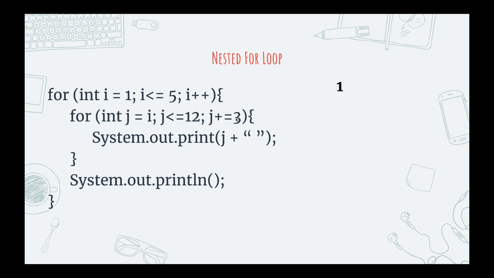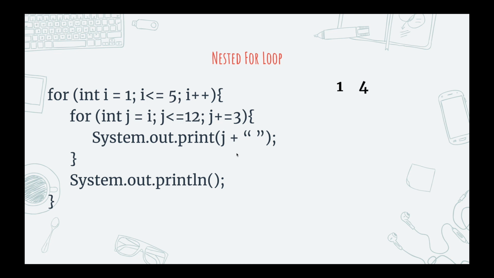Alrighty, then it goes to the update statement. We got to add 3. So j is no longer 1. j is now 4, because 1 plus 3 is 4. Alrighty, is 4 less than or equal to 12? Yes, it is. So it prints out 4.